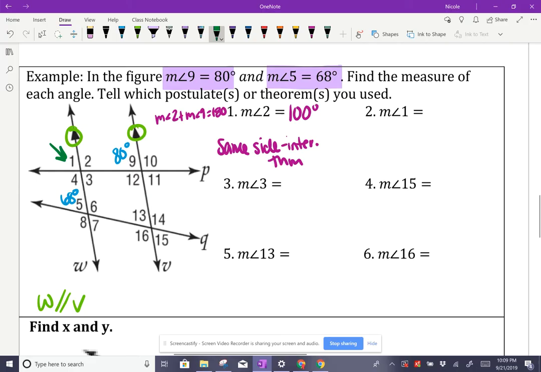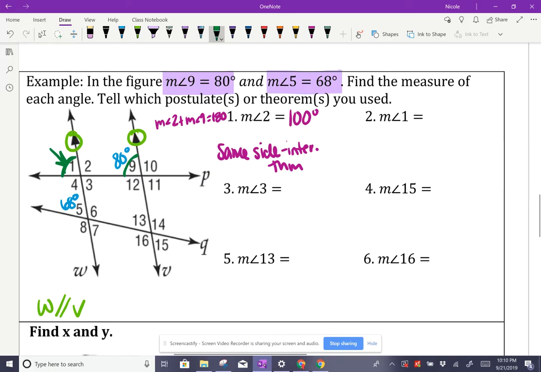But we can also see, and sometimes it helps to turn your picture, your diagram, to a different angle so that your parallel lines are horizontal. That might help you. It's really up to you. But we can also see that angle 1 is corresponding to angle 9. So those two will be congruent to each other. So since they're going to be congruent, we can say that angle 1 is also going to be 80 degrees, and that's going to be by the corresponding angles postulate.